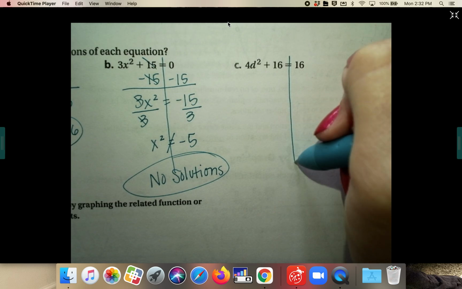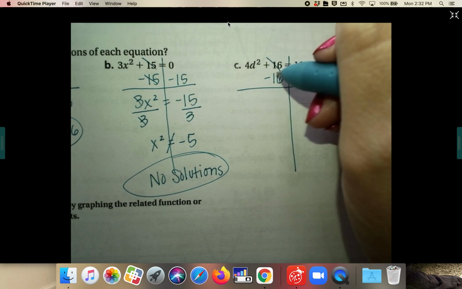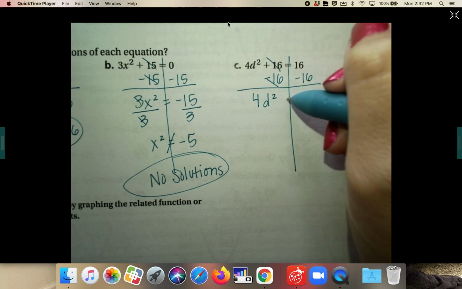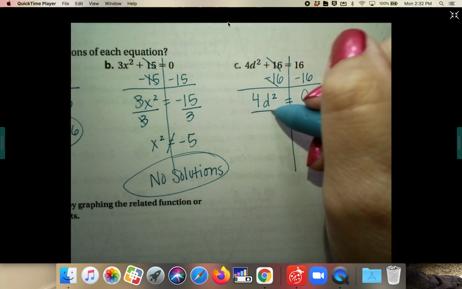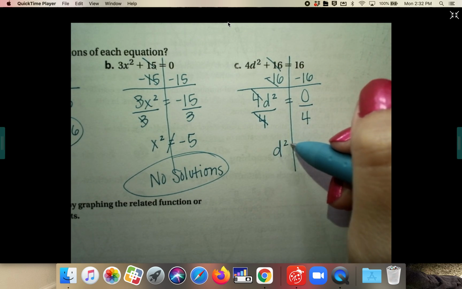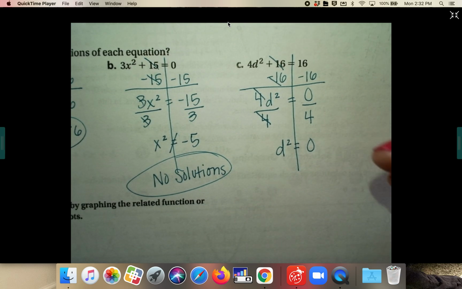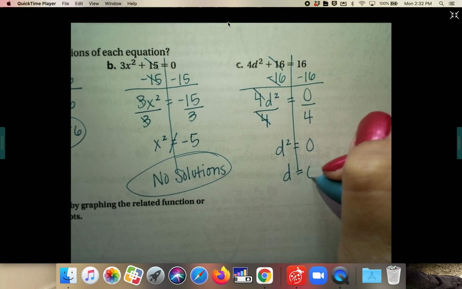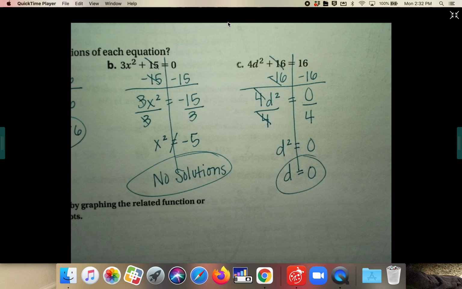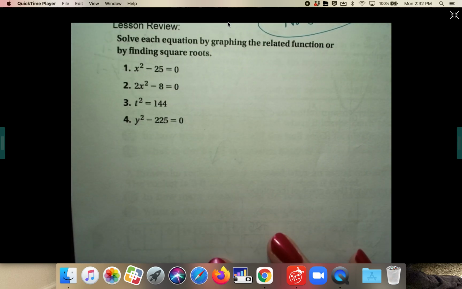All right, last one of these. Let's subtract 16 from both sides. 4d squared equals 0. Divide both sides by 4. D squared equals 0, which means that there's only one solution, and that one solution is 0.